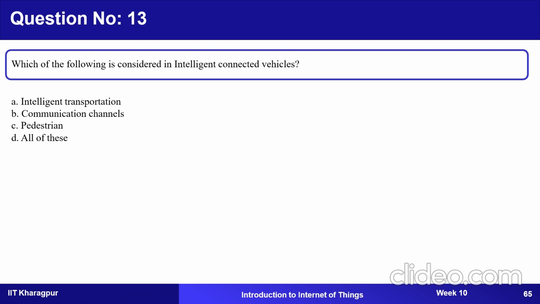Next question is, which of the following is considered in intelligent connected vehicles? First one is the intelligent transportation, communication channel, pedestrian, all of these.